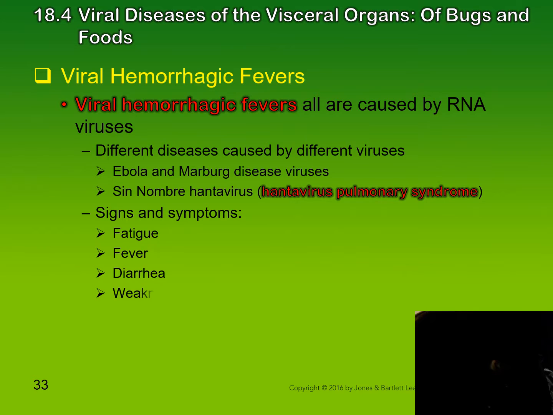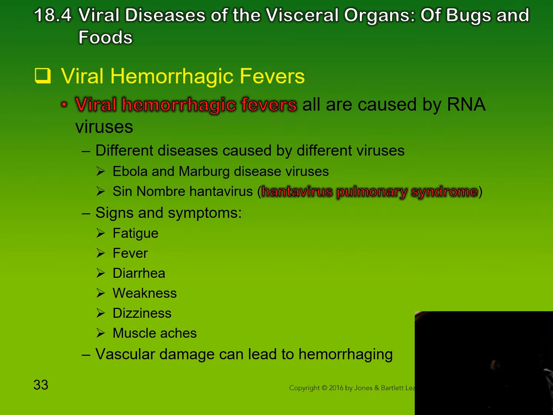In general, you're going to have a lot of fatigue, fever, diarrhea, weakness, dizziness, and muscle aches. And the Ebola or Marburg are going to cause a major hemorrhaging. And so, like I said, you bleed to death when you have one of these viruses.